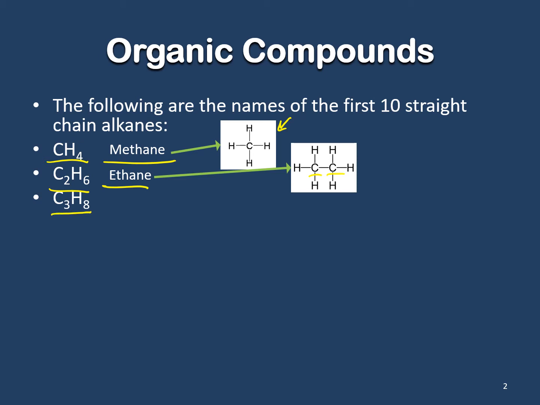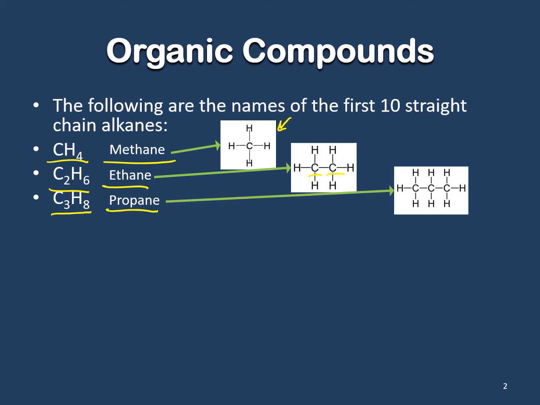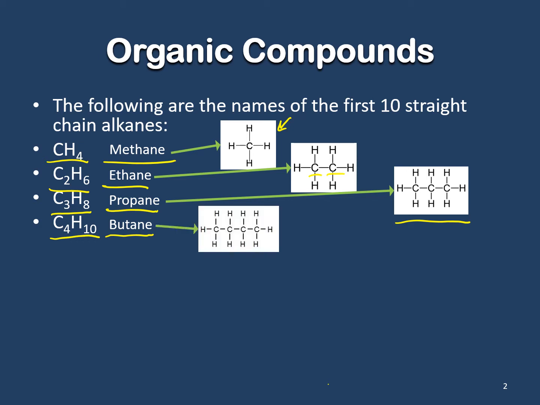C3H8, another one I do expect you to know the name of, which is propane, a common fuel for barbecues. And you can see now we have three carbons in a row here. The last one I expect you to know the name of is C4H10, butane, also a fuel that we use for barbecues and stoves. If you go camping, you usually use a butane stove or butane torches for lighters. It's four carbons in a row.